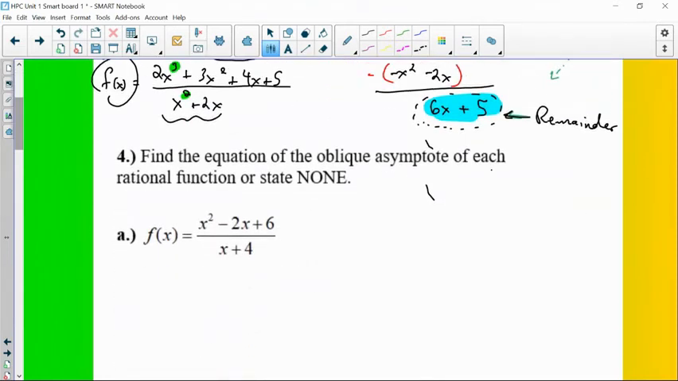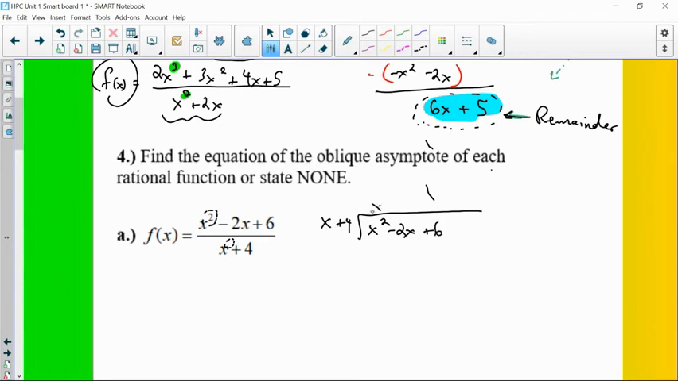So here, it says find the equation of the oblique asymptote or state none. Well, I know by inspection, since this degree is 2 and this degree is just 1 degree higher on the top, yes, I know that there's an oblique asymptote. How do I find it? Through long division. So x plus 4 divides into x squared minus 2x plus 6.